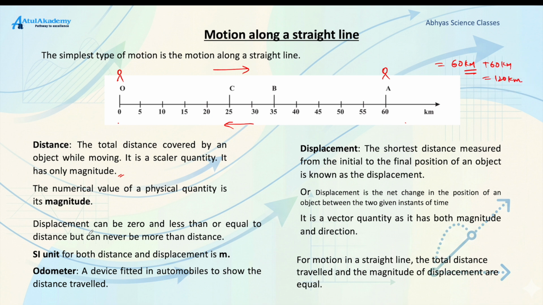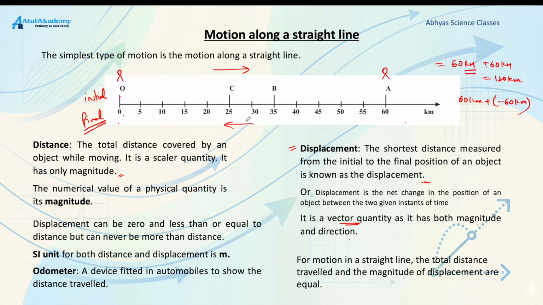120 kilometer. Now to understand displacement, displacement is the shortest distance measured from the initial to the final position of an object and is known as displacement. It is a net change in position of an object between two given instants of time. So net change, let's say it started from here, coming back here only. This is the initial position, right? And this is also the final position of this object. So it's going from O to A, coming back to O. So initial position and final are same. So displacement will be 60 kilometer plus minus 60 kilometer, as displacement is a vector quantity. It has both magnitude and direction. So what will happen?